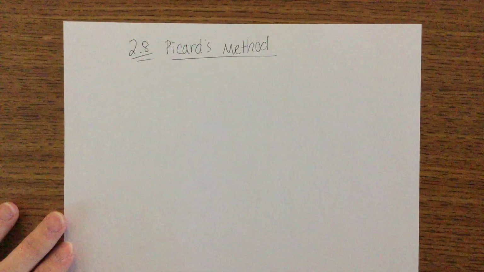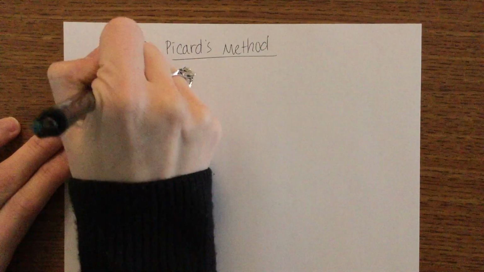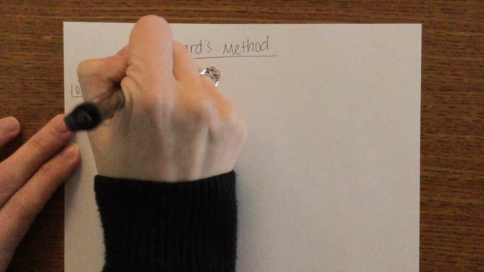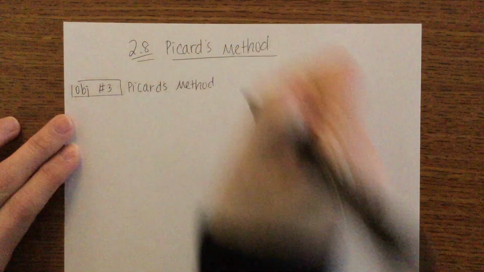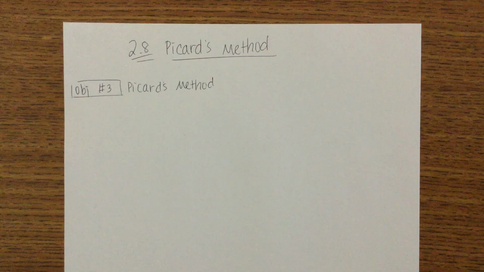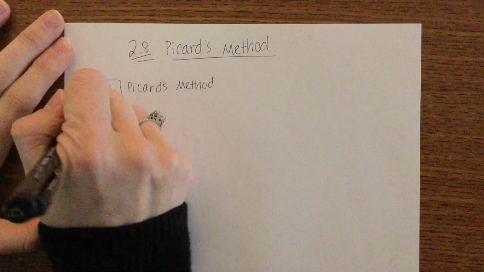2.8 is on Picard's method. So this is objective 3. What do we do if we want to solve a differential equation, but we don't know how? It doesn't fall into any of the categories that we've learned so far. You can use Euler's method to approximate a solution. Picard's method is another way to approximate a solution. So that's what we're going to do. Here's the idea with Picard's method.